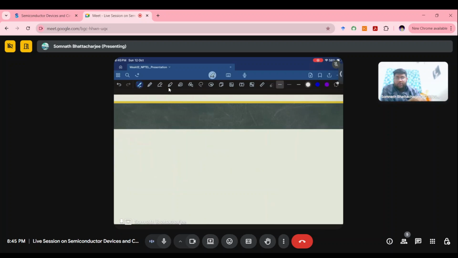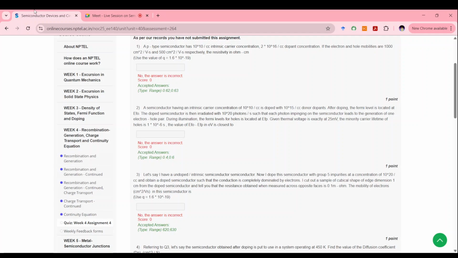Okay, so let's move on to question number 2. The question is: a semiconductor having an intrinsic carrier concentration of 10 to the power of 10 per cc is doped with 10 to the power of 15 per cc donor.